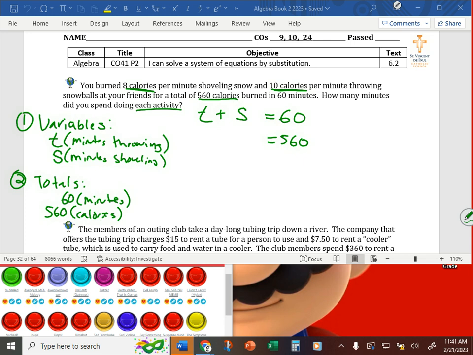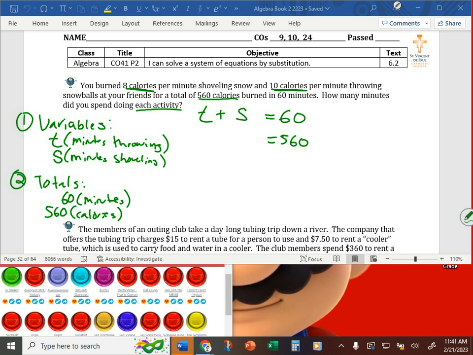It says 8 calories per minute shoveling snow, 10 calories per minute throwing snow. What expression represents 8 calories per minute shoveling? Remember, minutes shoveling is S, right? Burning 8 calories per minute shoveling. What expression is going to represent how many calories? T plus 8? Not T plus 8. No. S times 8. Right. 8 times S, or S times 8.